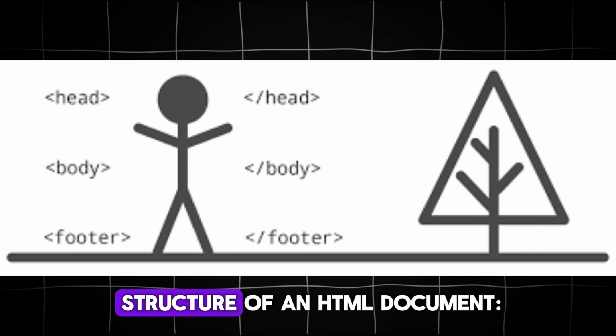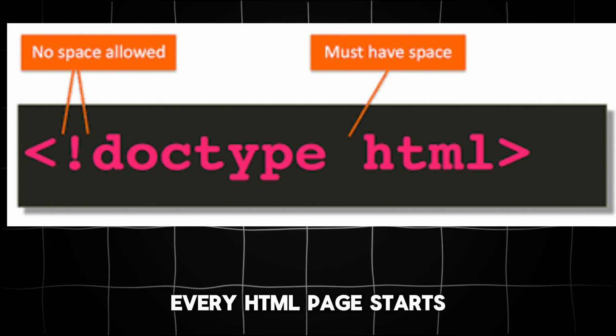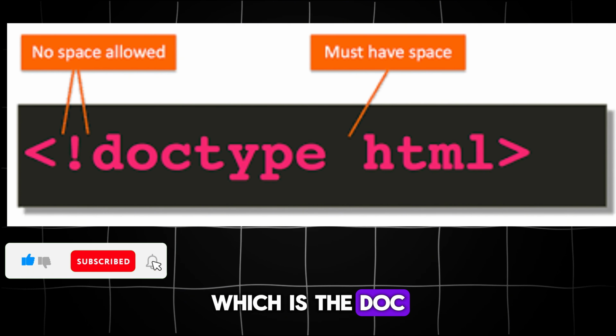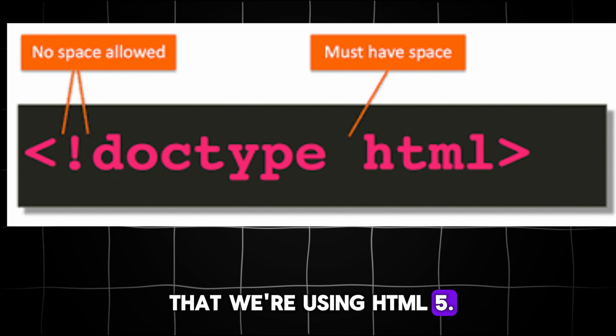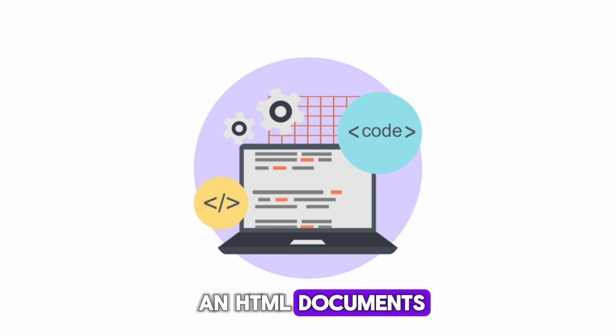Let's see the basic structure of an HTML document. Every HTML page starts with a document type declaration, which is the doctype HTML. This tells the browser that we're using HTML5. The HTML tag is the root element of an HTML document.